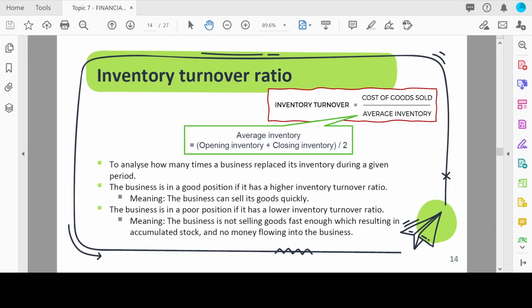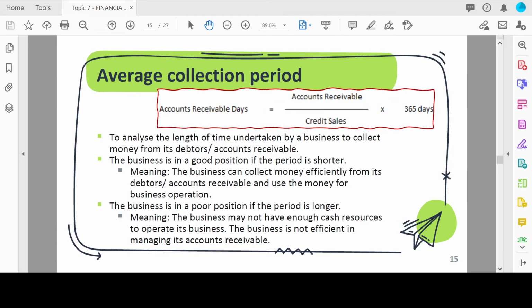Next, the average collection period. The average collection period is where you analyze the length of time undertaken by a business to collect money from the debtors or account receivables. It measures on average how long it takes for you to collect the money from your receivables, from your credit customers, from your debtors.